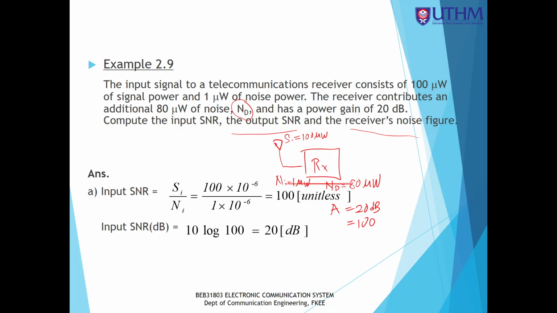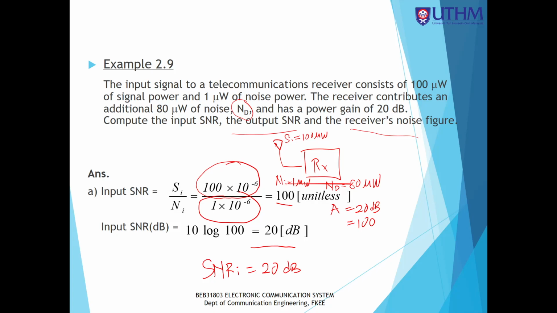So the first question asks how much is the input SNR. So input SNR is equal to SI divided by NI. Input signal power is 100 microwatt divided by the input noise power 1 microwatt, so you get 100. And then in terms of decibel, input SNR in decibel, 10 log 100, you will get 20 dB for the input SNR. So SNRI is equal to 20 dB.